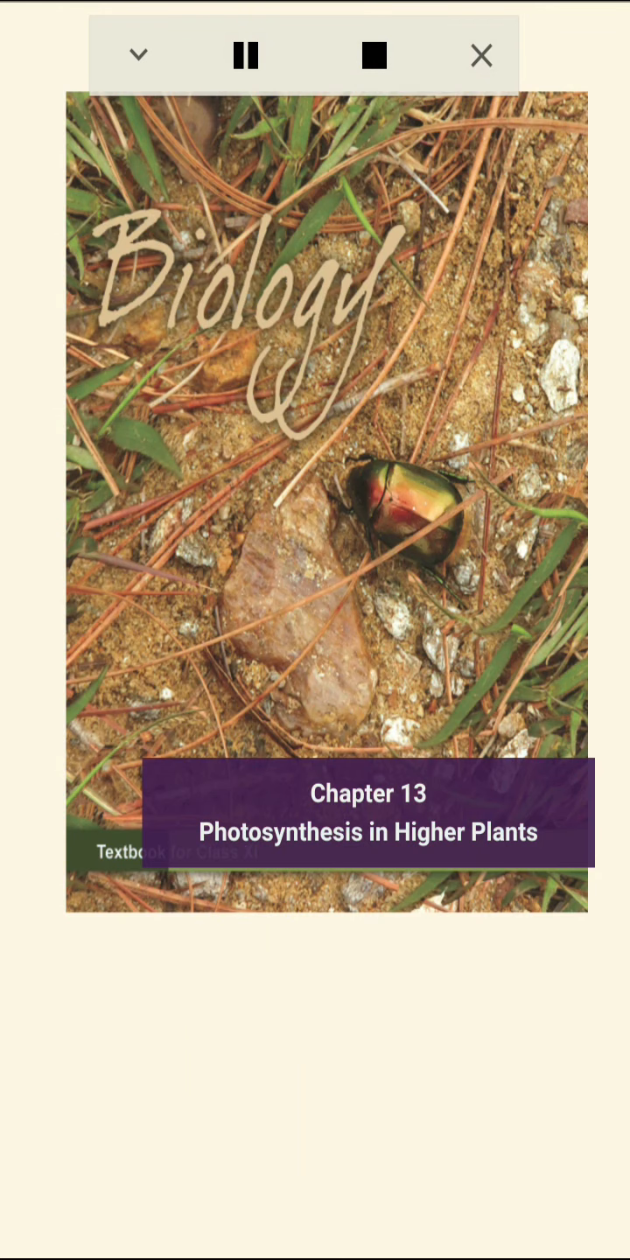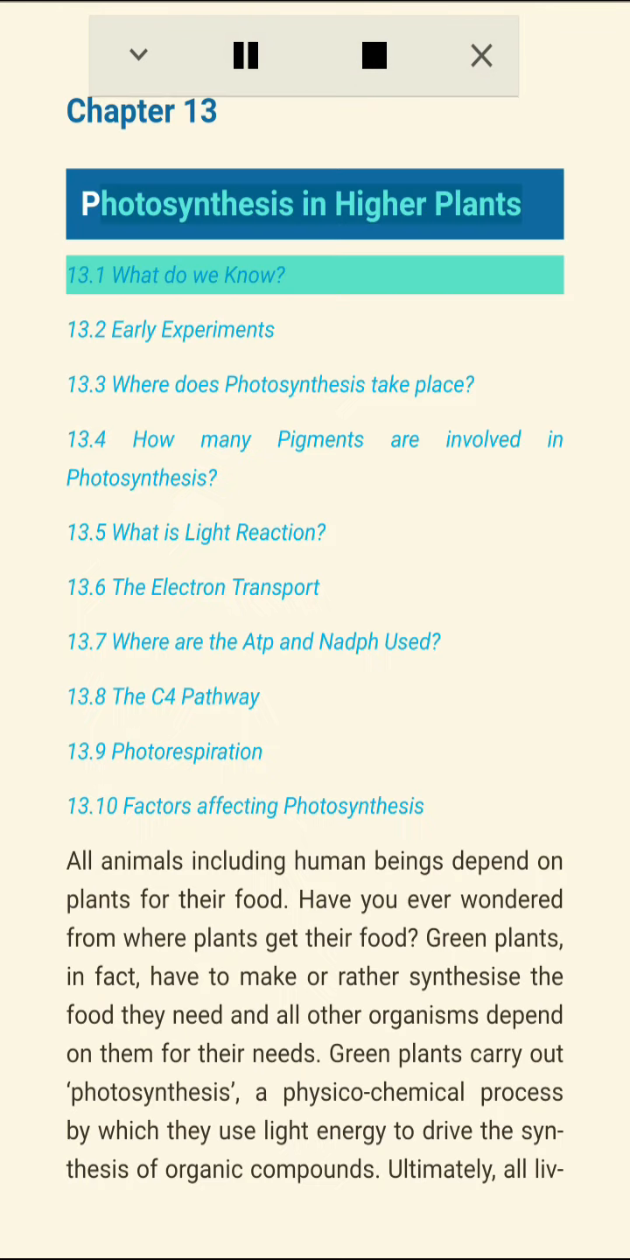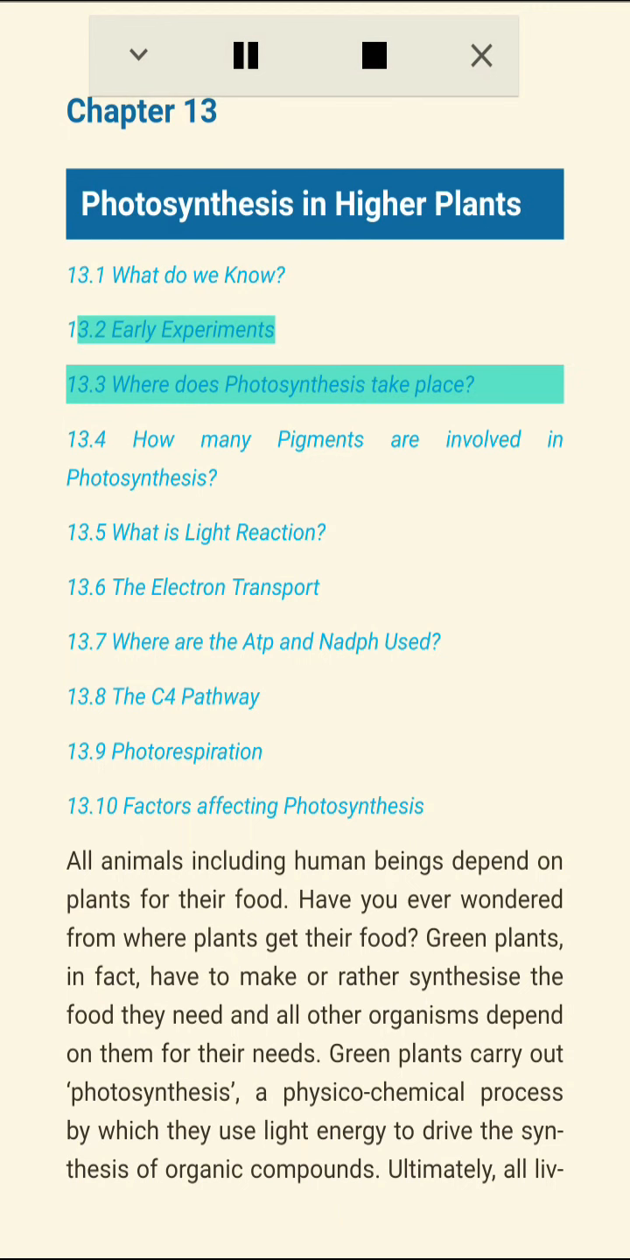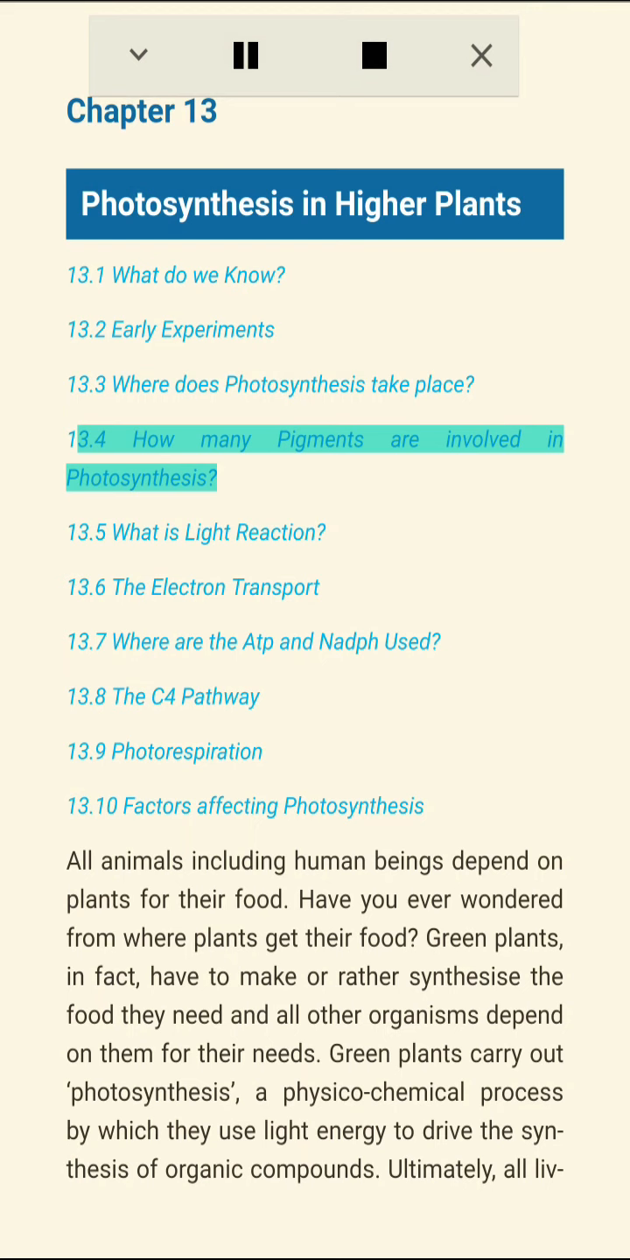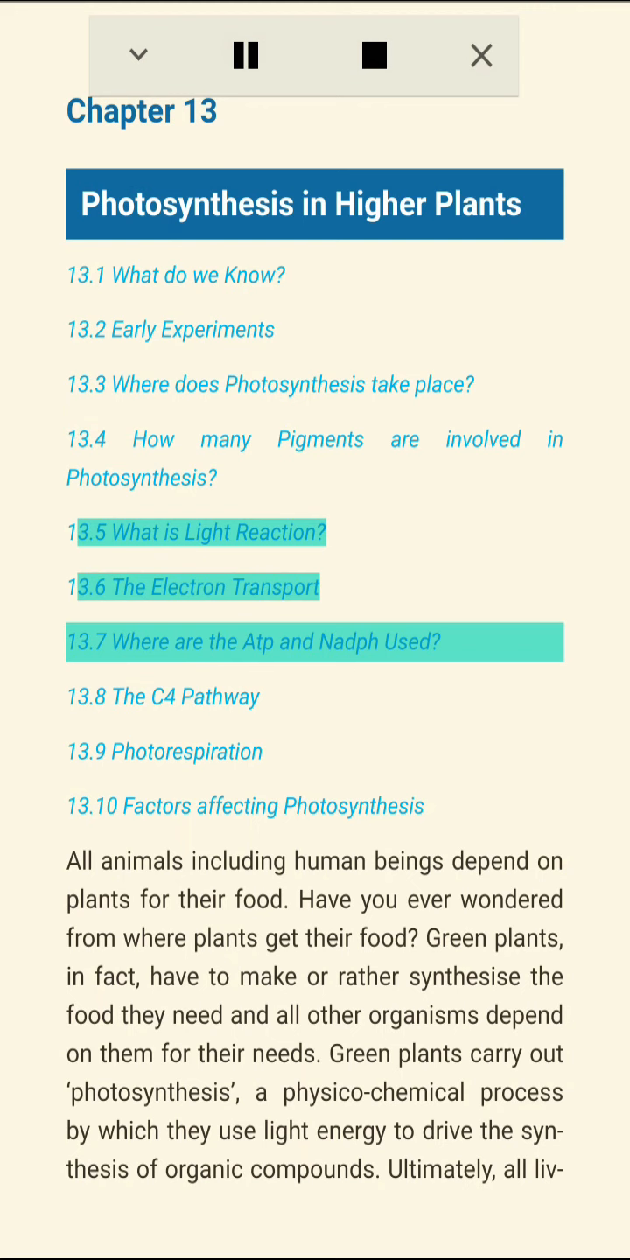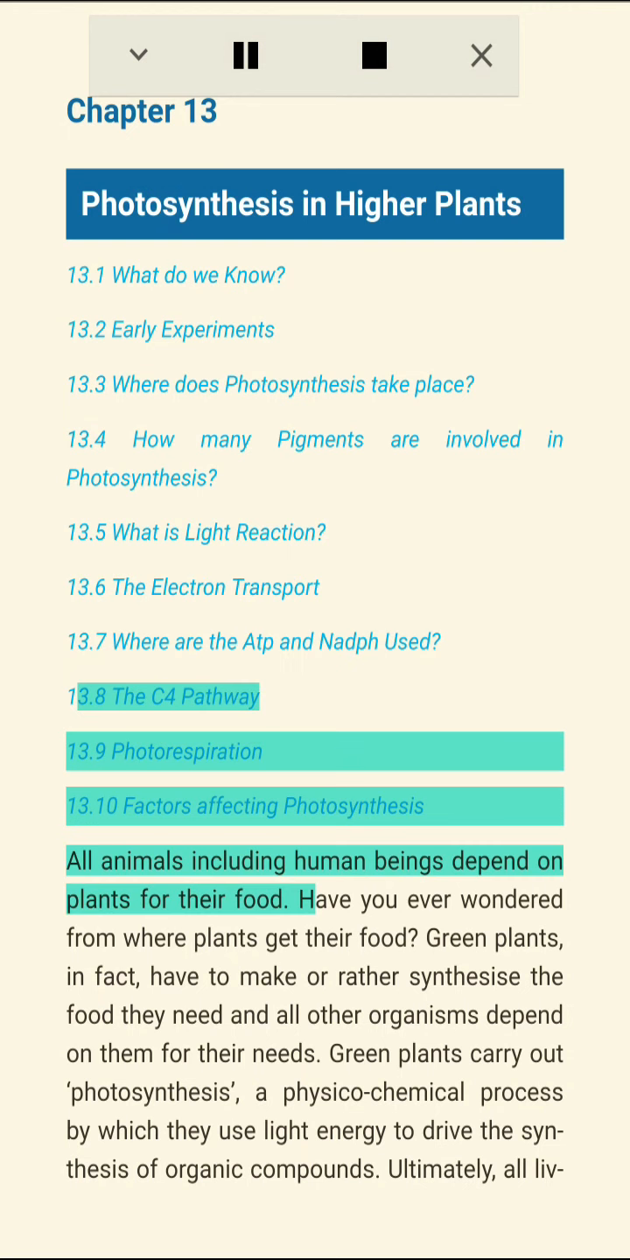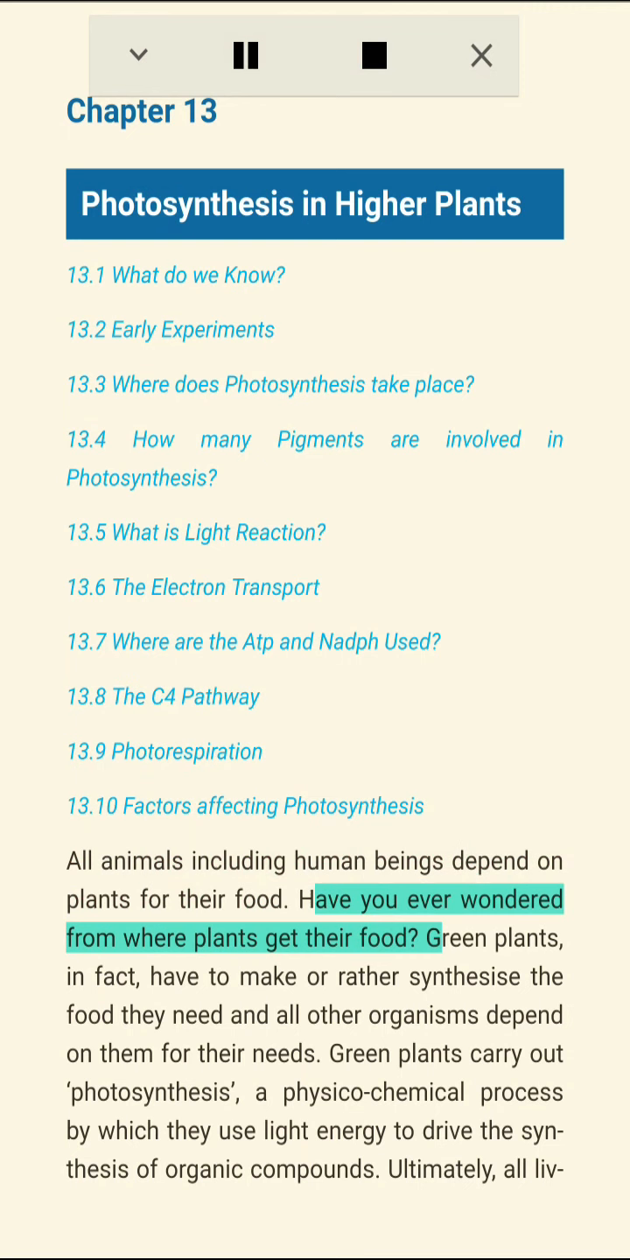Photosynthesis in higher plants. Chapter 13. 13.1 What do we know? 13.2 Early experiments. 13.3 Where does photosynthesis take place? 13.4 How many pigments are involved in photosynthesis? 13.5 What is light reaction? 13.6 The electron transport. 13.7 Where are the ATP and NADPH used? 13.8 The C4 pathway. 13.9 Photorespiration.